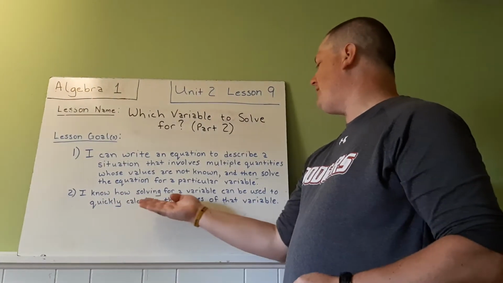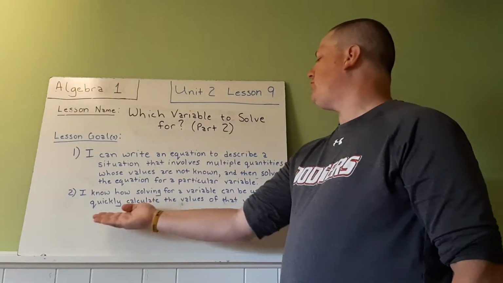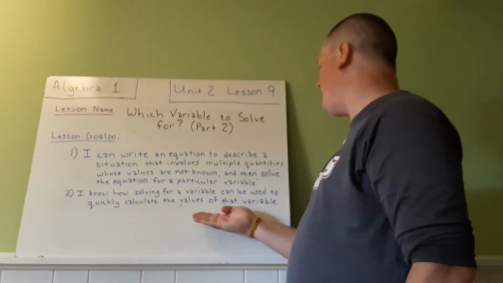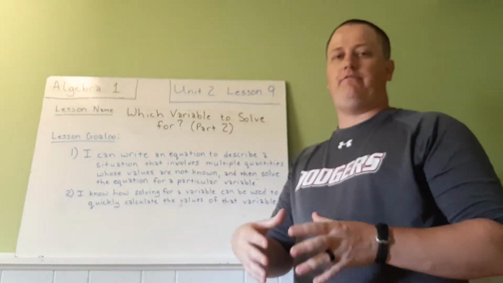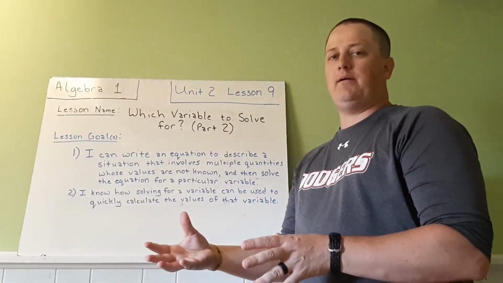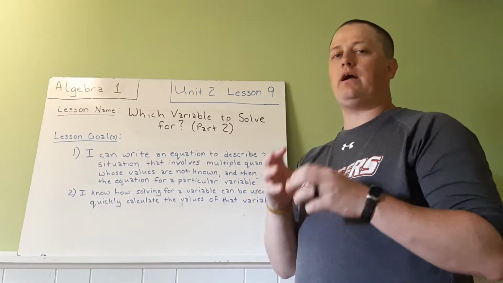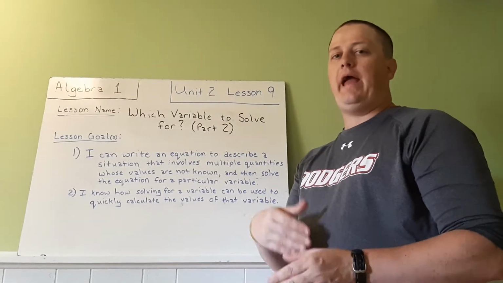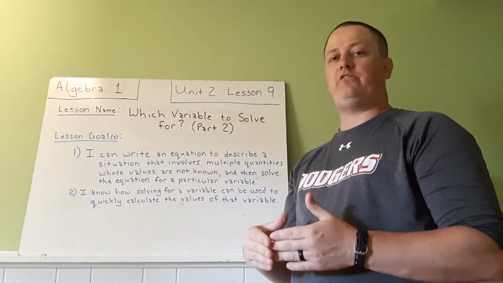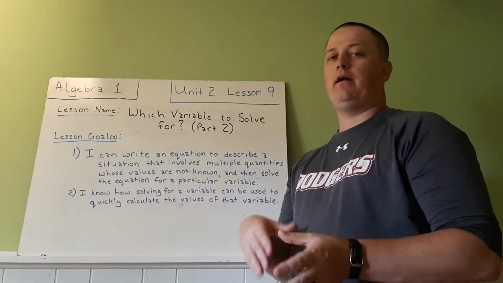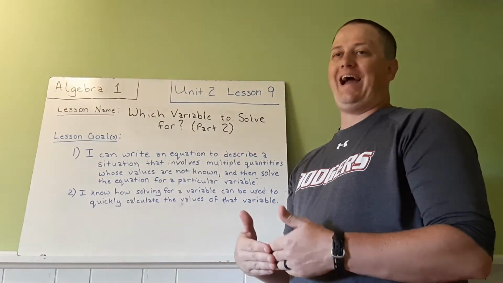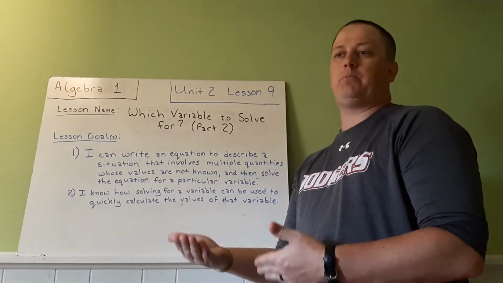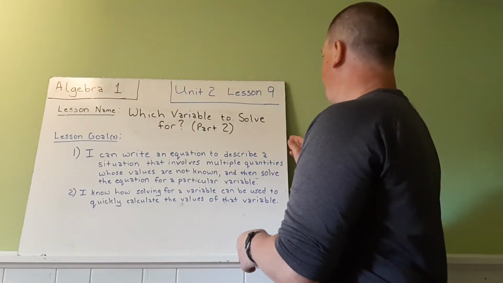I know how solving for a variable can be used to quickly calculate the values of that variable. So the idea behind this is, if we solve this problem for one variable, we can then plug numbers into that problem and get answers for that variable we solved for much quicker than if we left the equation the way it was. So our goal here is actually to create a simpler problem to use.